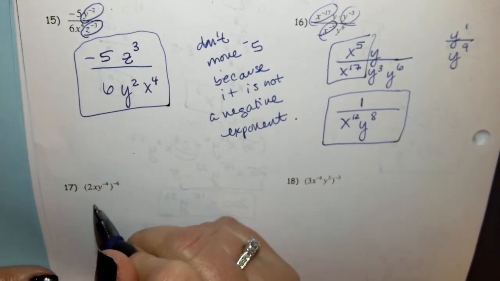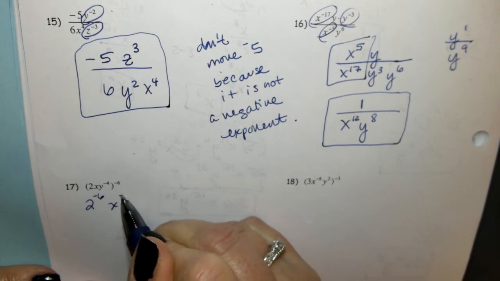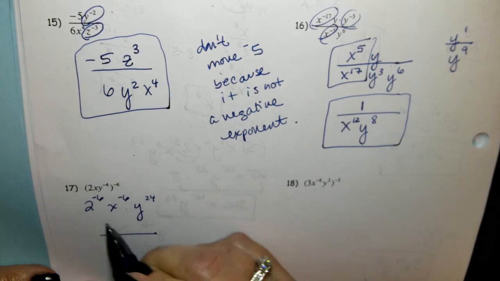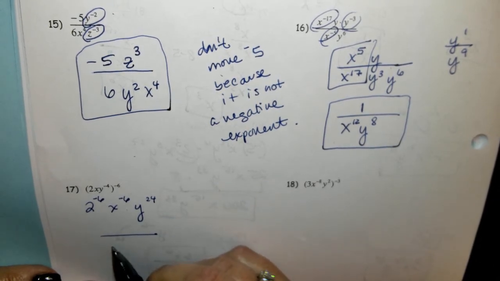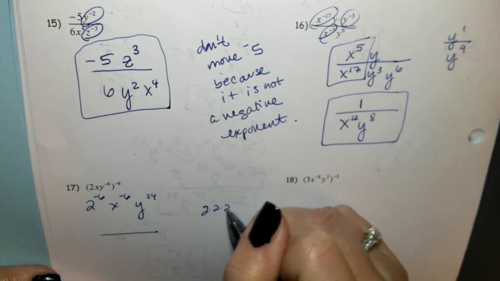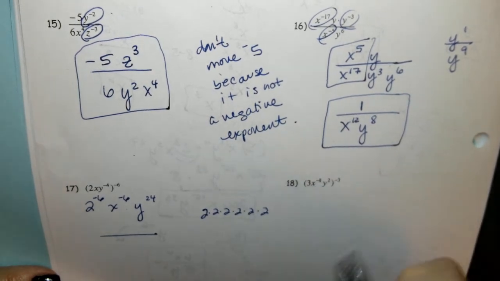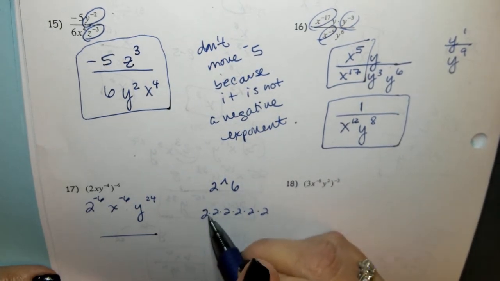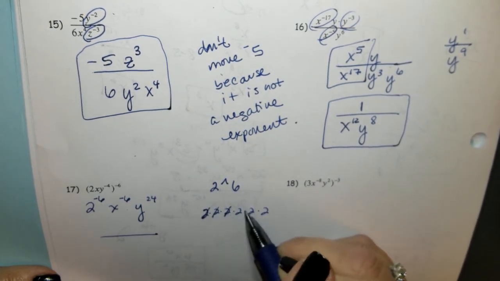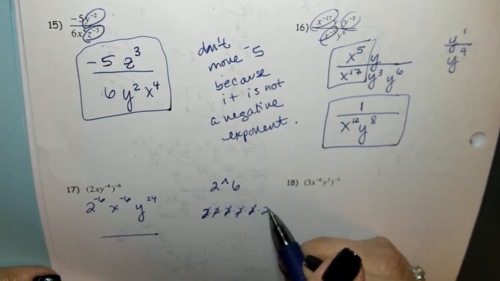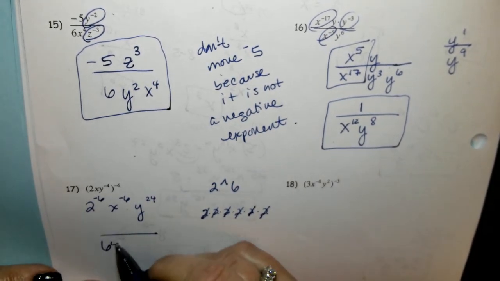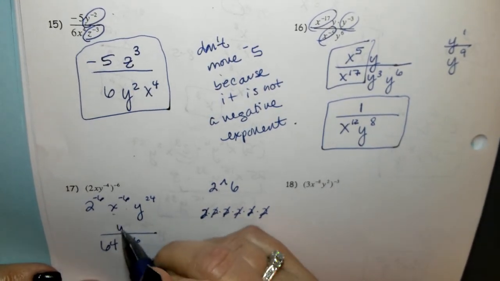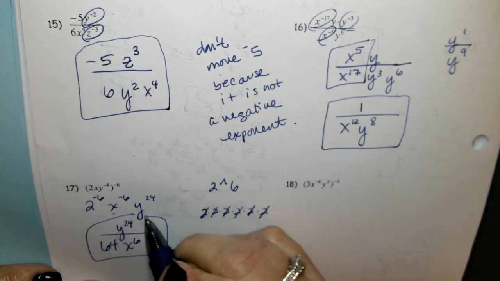All righty, so let's say 2 to the negative 6, x to the negative 6, y to the 24th. So 2 to the 6th goes downstairs. If you want, 2 times 2 times 2 times 2 times 2 times 2. On your calculator, you could hit 2 to the 6th. In your noggin, you could hit 2 times 2 is 4, 8, 16, 32, 64. X to the 6th is going to go downstairs, but y to the 24th is going to stay upstairs.